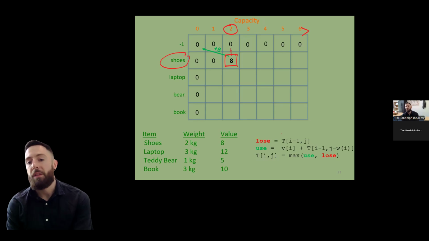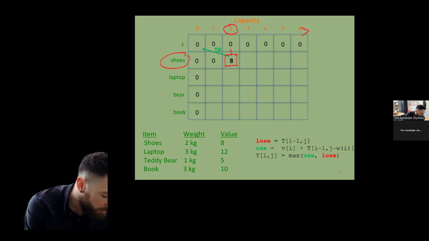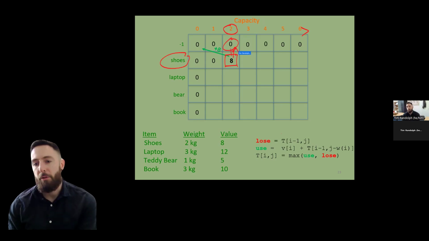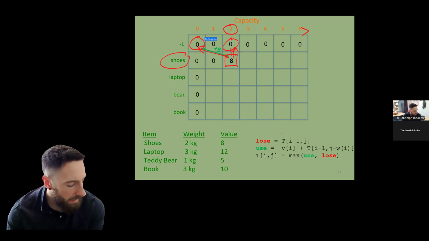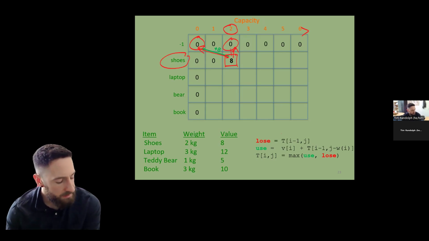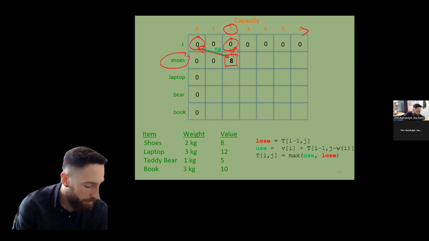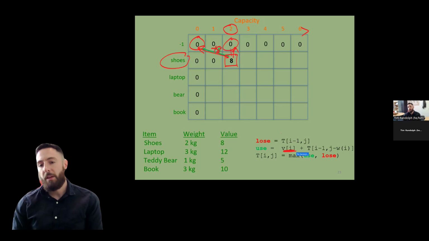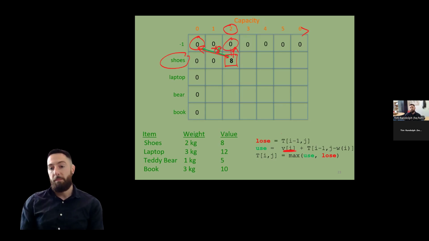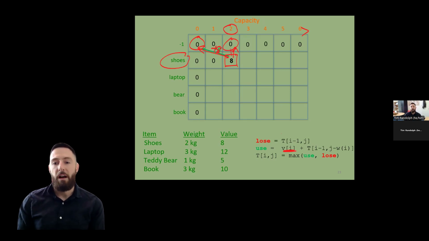And I could throw away the shoes, in which case I would look at this cell and say, all right, I get value 0 from throwing away the shoes. Or I could put the shoes in the bag, in which case I would get whatever value is left over after I use the shoes and I use up 2 of my capacity. But I would also add, and that's this term down here, I would also add the value of the shoes because I am taking them. So now my bag has 8 more value. And I can continue in this way from left to right.